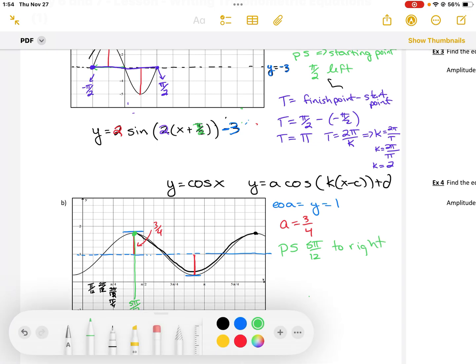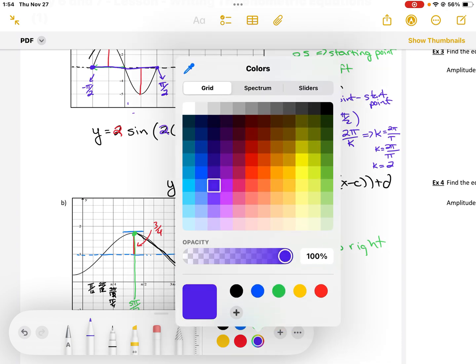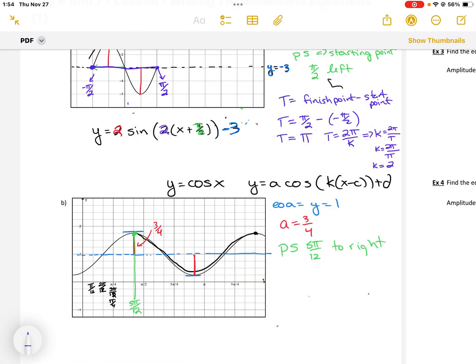And then the last one that I need to find is the k value, or the period. So now I'm looking for the distance from my starting point to the end point. My starting point is 5 pi over 12, and my end point is all the way down here. So I'm looking at this one right here. I know that this is 15 pi over 12. And then I've got 16 pi over 12, and then 17 pi over 12.